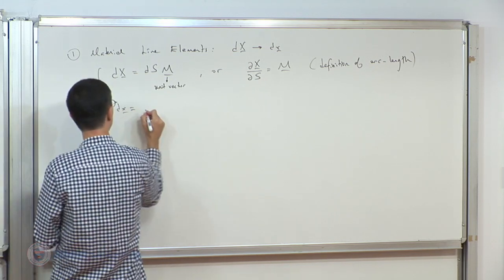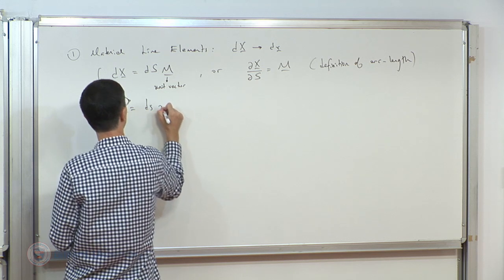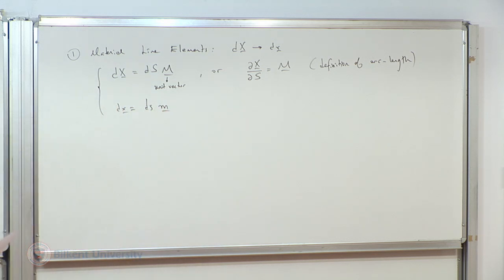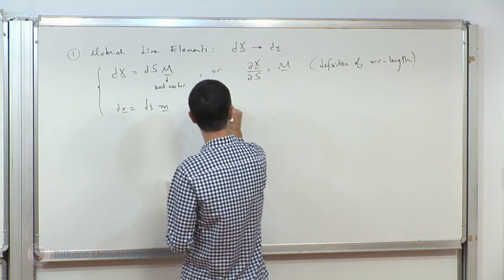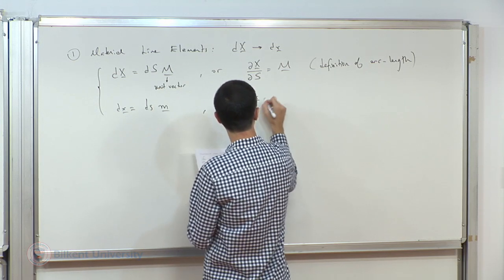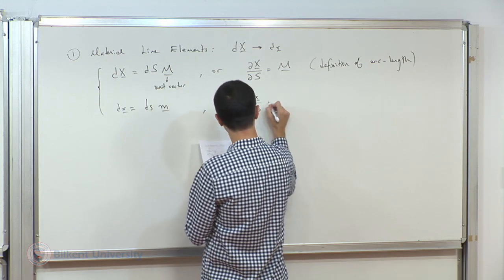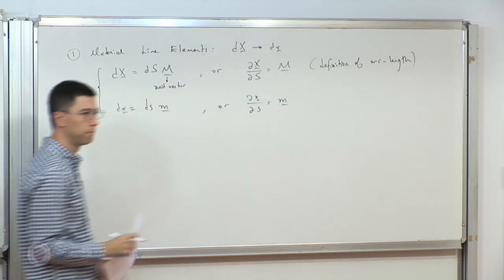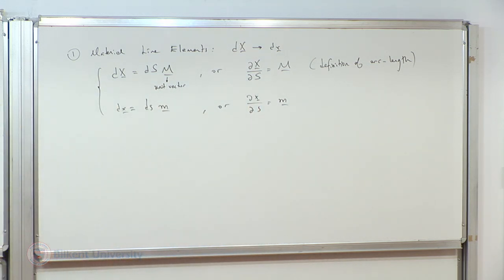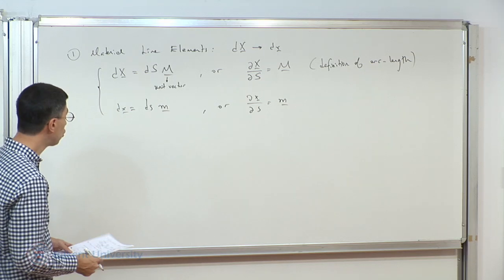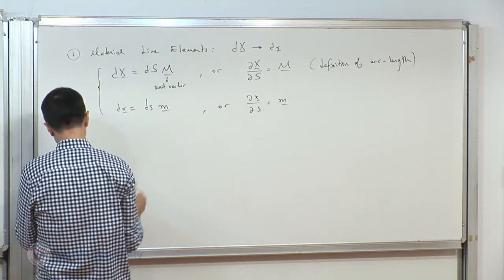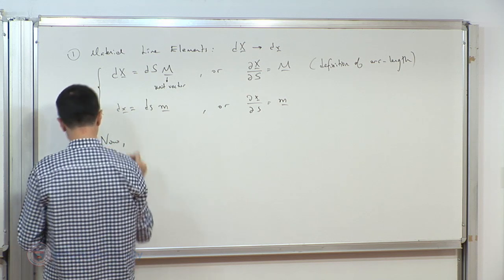Okay. So similarly, on the deformed configuration, I have the vector d small x, magnitude ds, and direction m, or partial x with respect to s will give me the unit vector m. Okay. So now let me take this one. Both are results that we've just written down for reference.